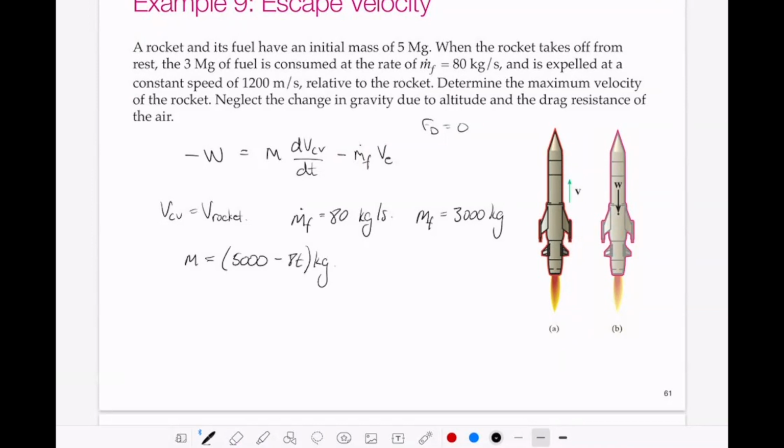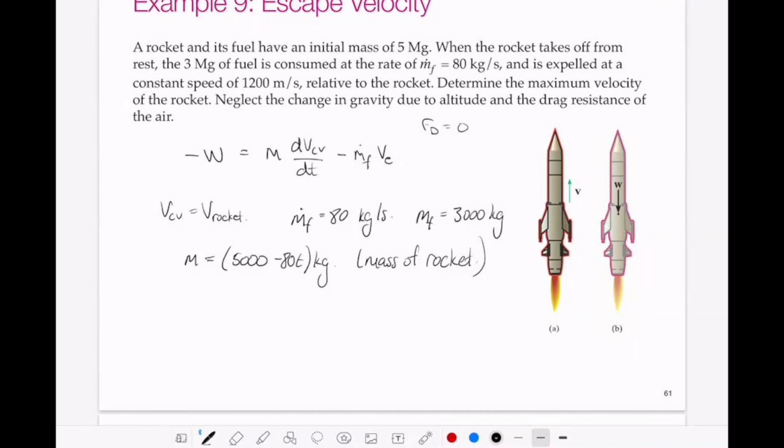So this is the mass of our rocket. If we look at this, it should be 80t, not 8t. So when time is equal to 0, before any fuel is gone, our total mass of the rocket is 5 megagrams, 5,000 kilograms, which matches the question. And so how long is it going to take? What is the time when 3 megagrams of fuel has burned?